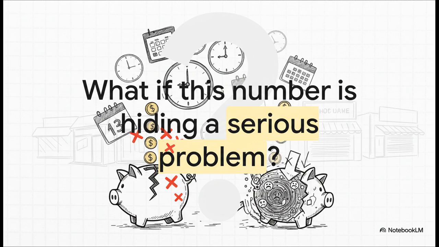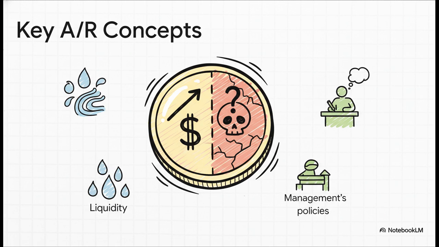What if a huge chunk of that money is from customers who are 90, 120, even 180 days past due? What if some of those customers are struggling financially, or worse, have gone out of business? All of a sudden, that impressive asset on the balance sheet starts to look like a huge problem just waiting to happen. This brings us to the two faces of AR.